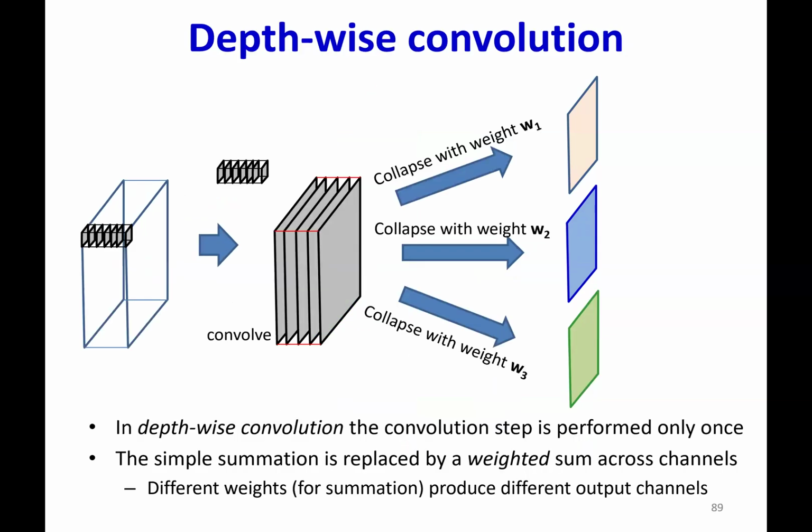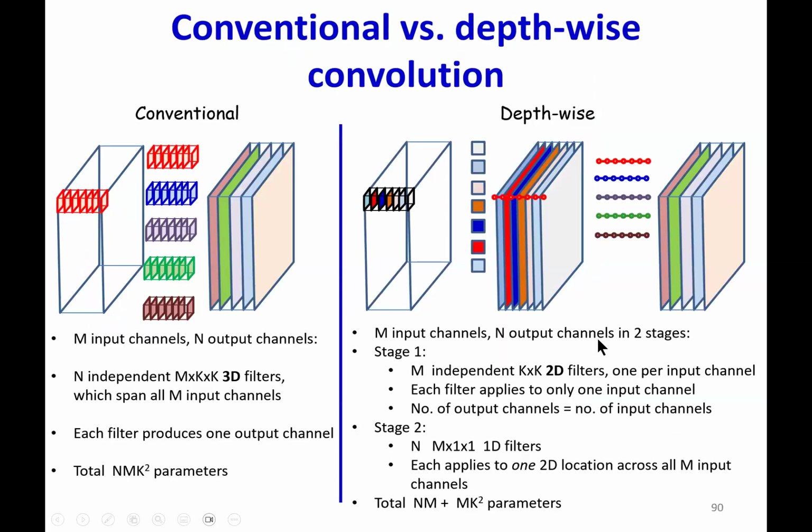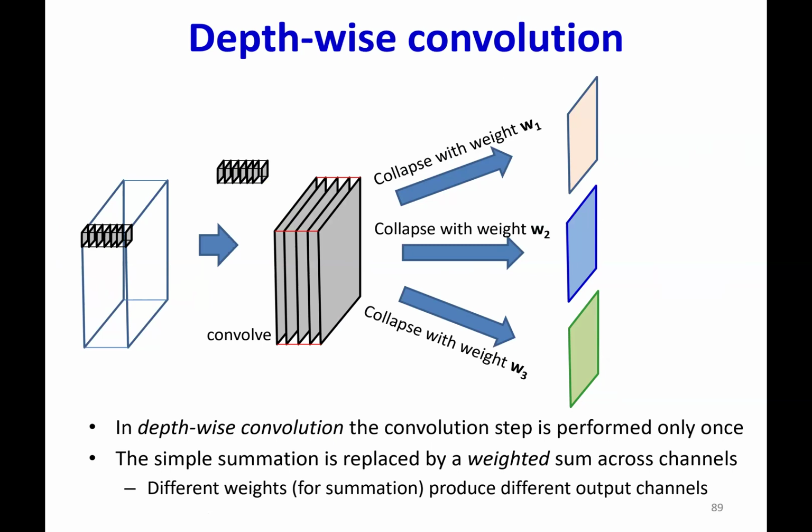So in depth-wise convolution, here's what you do. You have a filter, just one filter, and when I convolve the filter with the input, it's going to produce as many channels as the number of input channels. But then, when I collapse them, instead of just summing all of them up, I'm going to do a weighted sum, and I'm going to use a different set of weights for each output channel. Is this visualization making sense? So how do you allocate the weights? You learn those weights.